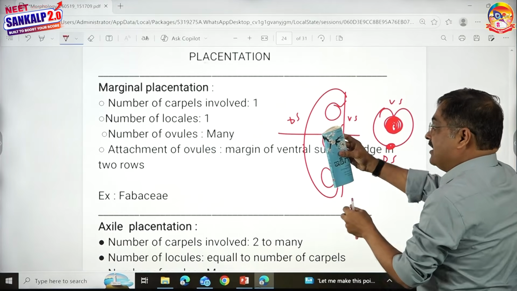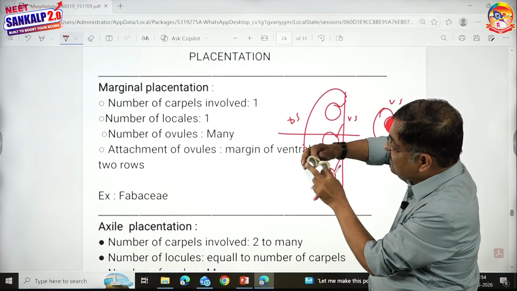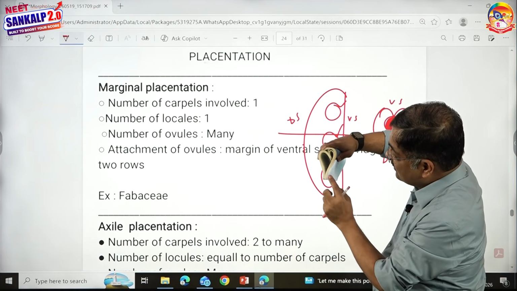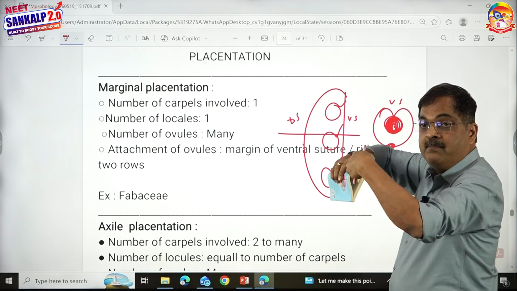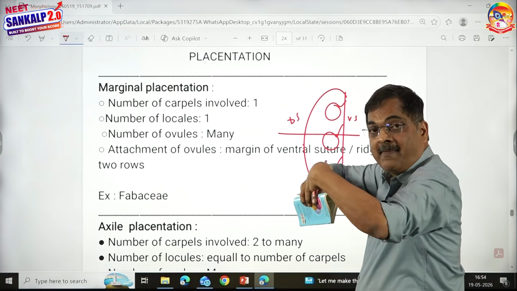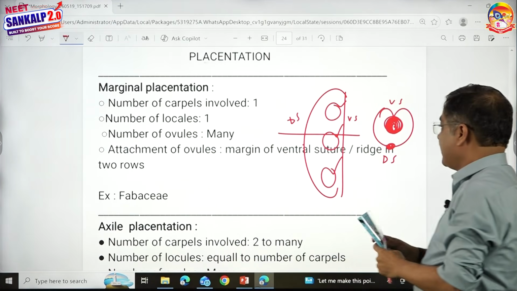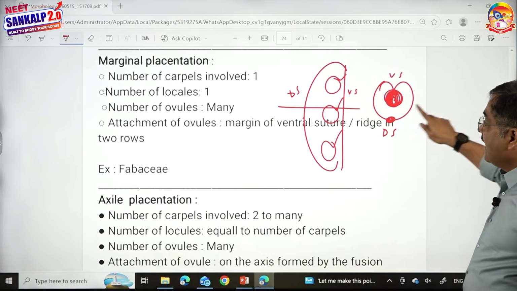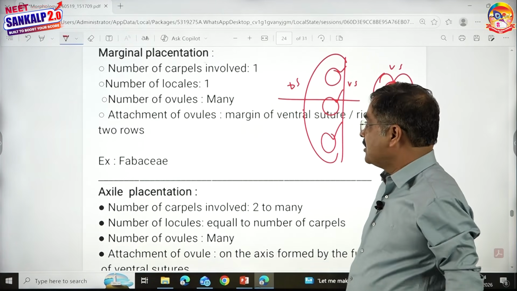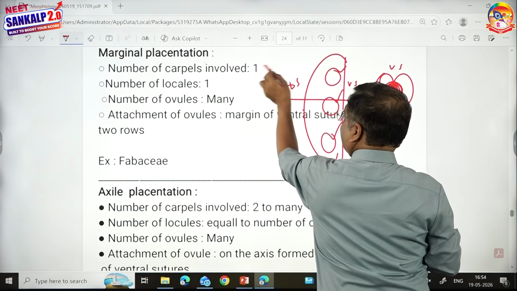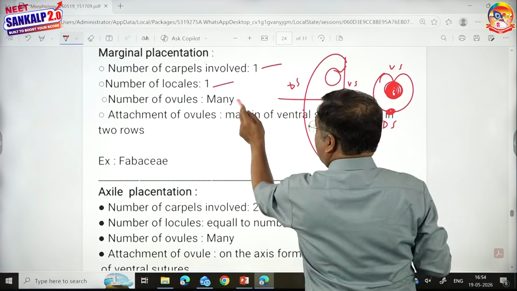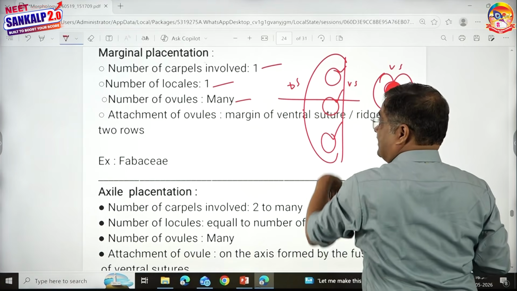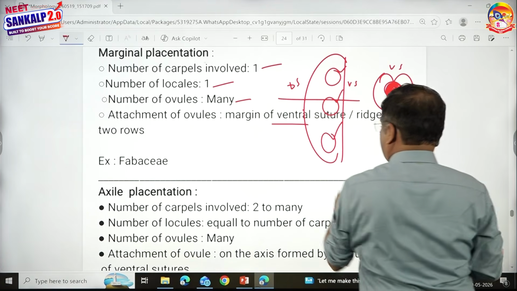And if I take a transverse section, does it not look like this? Yes. This is the dorsal suture. This is the ventral suture. Don't you see in bean all the ovules are attached on the margins of ventral suture? Absolutely correct. You understood this properly now. Example is Fabaceae, marginal placentation. Number of carpels only 1. Number of locules, means the chambers, is only 1. Number of ovules many, one behind the other, on the margins of ventral suture.